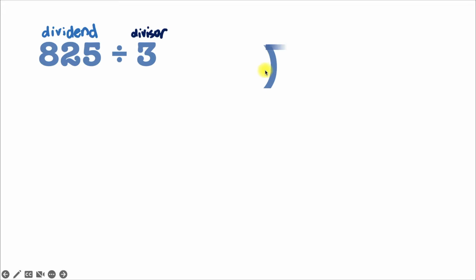When we're using long division notation, the dividend is what's getting divided. So that's what's going to go inside the long division notation. So we'll write that here. And this means that the divisor, our 3, has to go outside the long division notation.